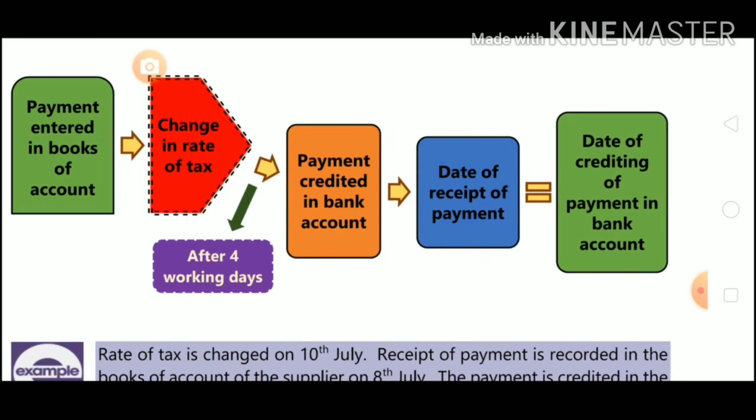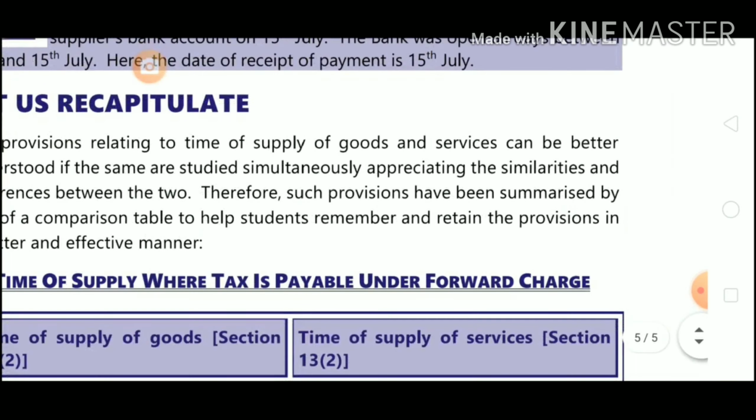In that case we will not take the date of receipt of payment as the earlier of the two dates, the date of entry in the books and the date on which it is credited in the bank account. We will not take the earlier of those two dates. Directly, the date of receipt of payment will be the date of credit in the bank account of the supplier if it is credited after 4 working days. If it is not credited after 4 working days but within 4 working days, then we'll take it as per the earlier provision we have studied, that is, the earlier of those two dates, credit in the bank account and as recorded in the books. So this completes our revision of this chapter.